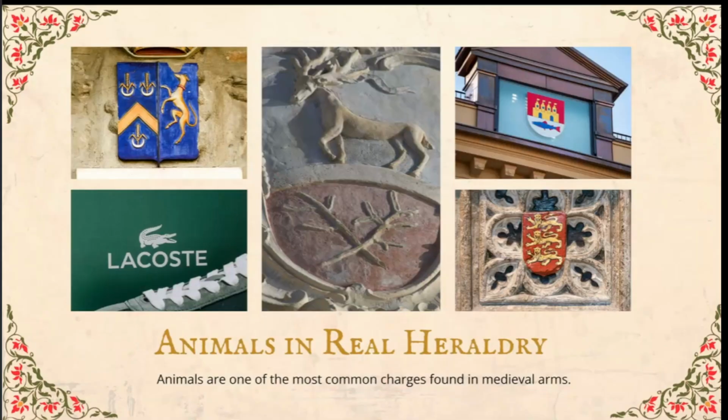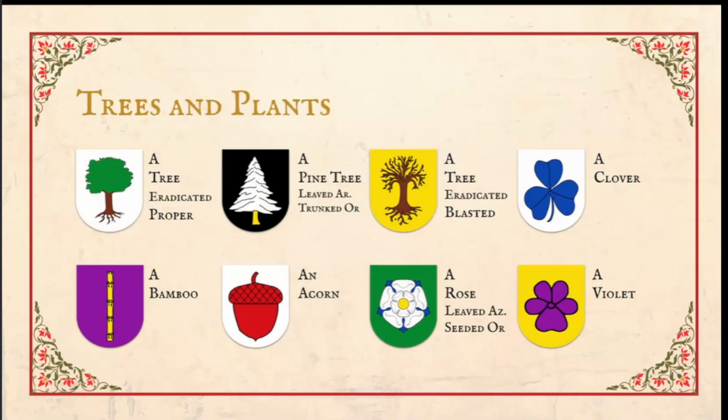Alrighty. The chocobo, we will talk about the chocobo. So stay tuned. We will absolutely talk about the chocobo. Other very common things, speaking of Amtgard type things, if you want to have a bamboo stick on your weapon, you totally can. Acorns very common. If you want to tell us that the tree went through some hard times, it can be eradicated and blasted, so it's devoid of leaves and the roots are showing.